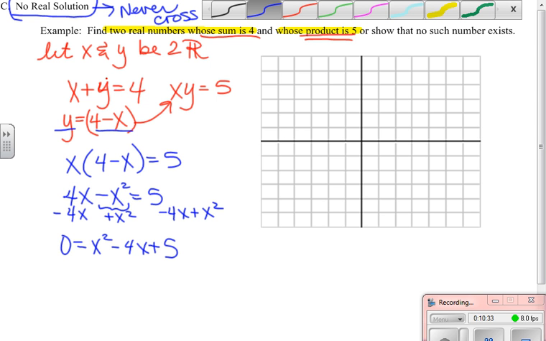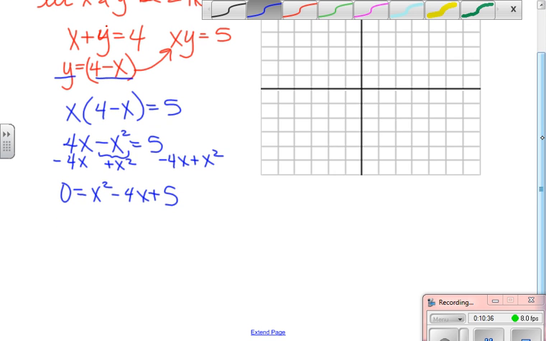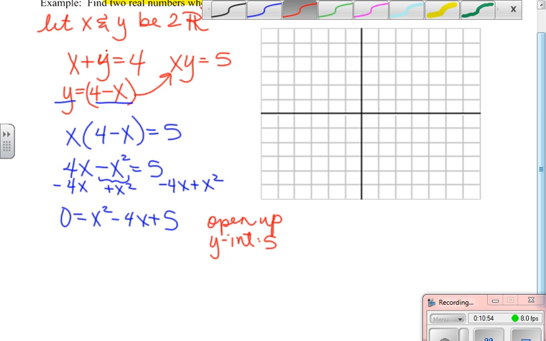Now this is something that I can graph, and it's something that I can work with. So what do I know at this point? I know that this is open up, and I know that the y-intercept is at 5. 1, 2, 3, 4, 5. Now where is my line of symmetry? Well, the opposite of b all over 2 times a. So I'm looking at 2 again, somewhere on this line right here. So that means there's a point right over there.